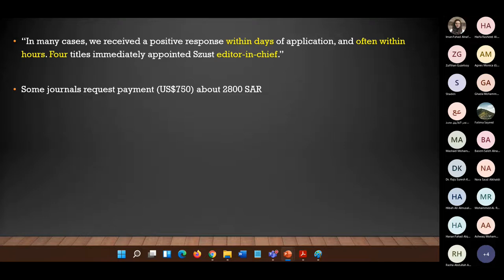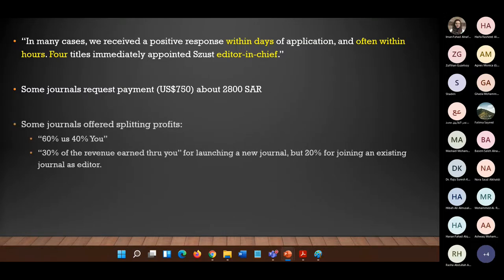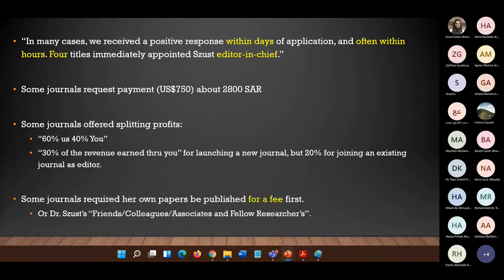Some journals requested payments. So this person is going to help the journal and become a member of the journal, but still they requested some fees. Some journals tried to make a deal, 60% you and 40% us, or 60% us and 40% you, of the revenue if you bring papers. Some journals requested that Dr. Suze actually publish in their journals, also for a fee, of course. You see, it's all business. They just want to make money.